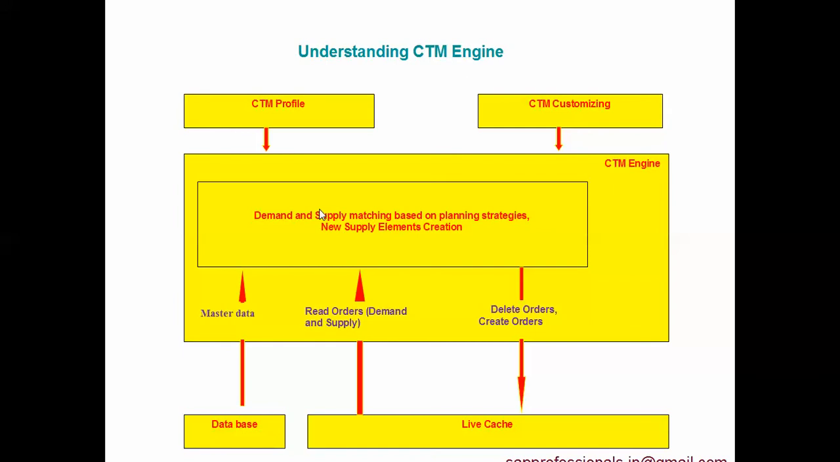So based on the input from the CTM profile and the database tables, the master data and transaction data, some calculations take place, in which sometimes it deletes the existing orders and does the replanning, or in addition to deletion of data, it creates some new orders. The output of CTM, which is in the form of orders, in the form of purchase requisitions or planned orders, goes back to live cache again. So this is a brief description of how the CTM engine works.